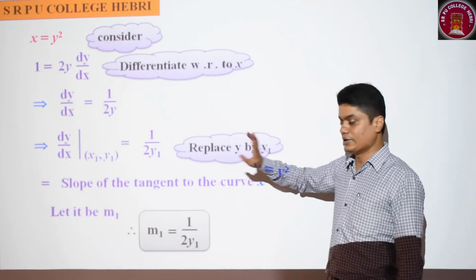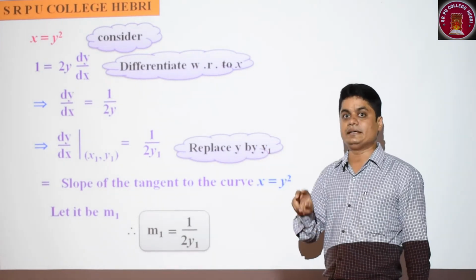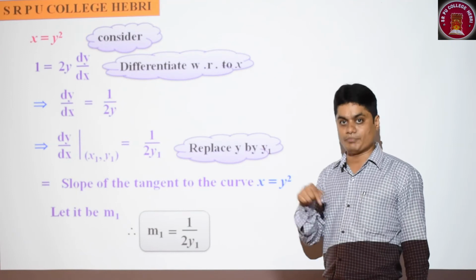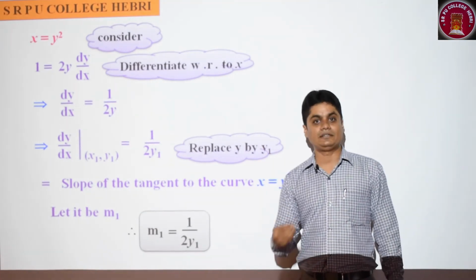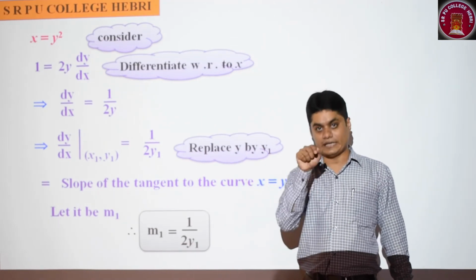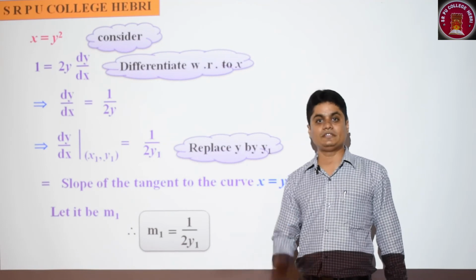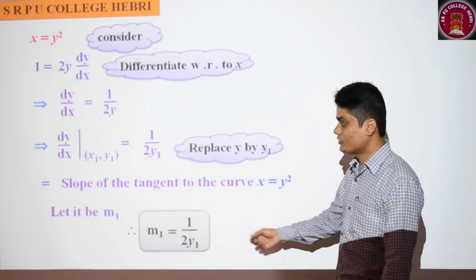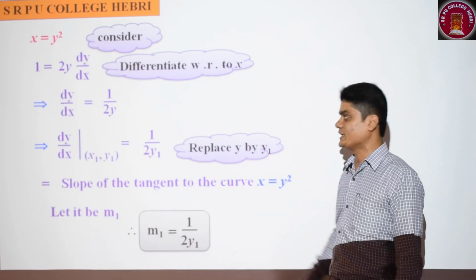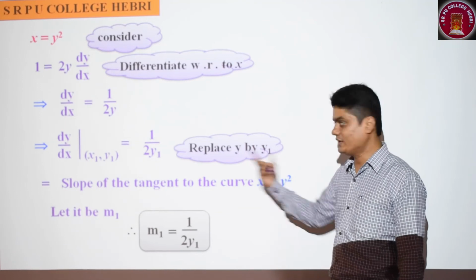As I told, to prove two curves meet at an angle of 90 degrees at the point of contact x1, y1, you need the slopes of the two tangents drawn at that particular point for the two different curves. We already got the slope of the first tangent. Now we have to find the slope of the second tangent. How to get it? Differentiate the second curve and find dy by dx at x1, y1.